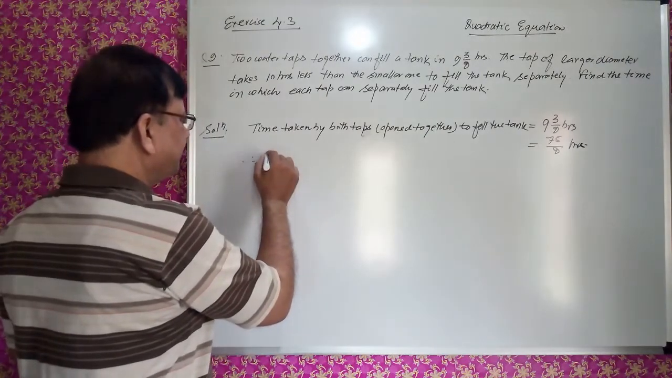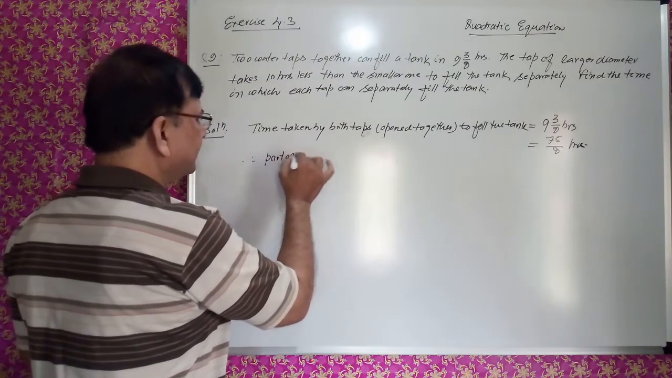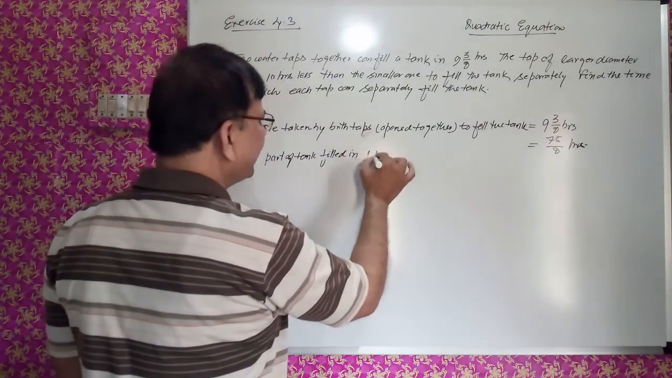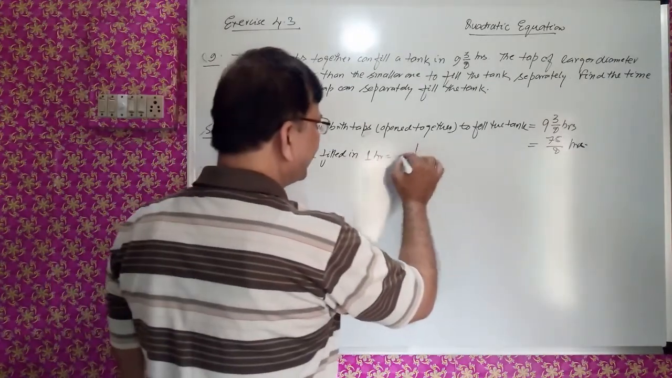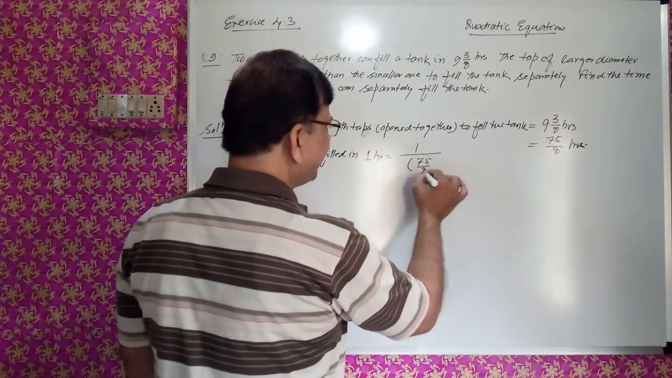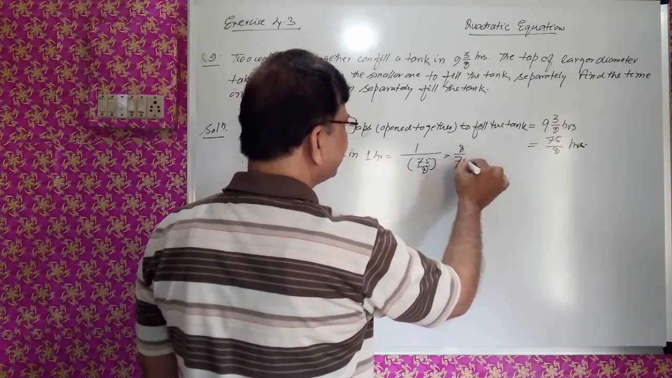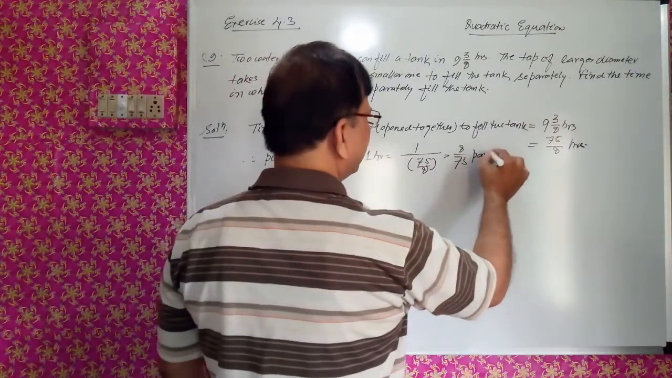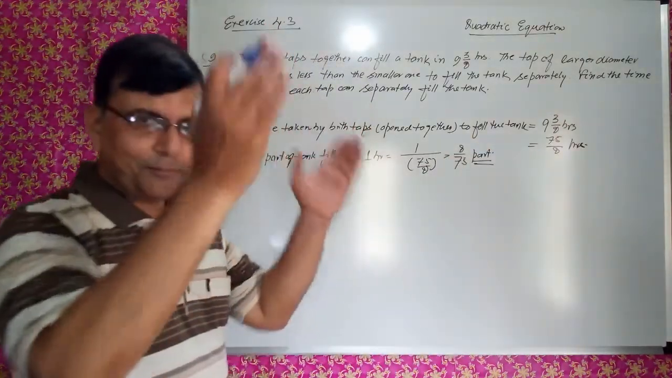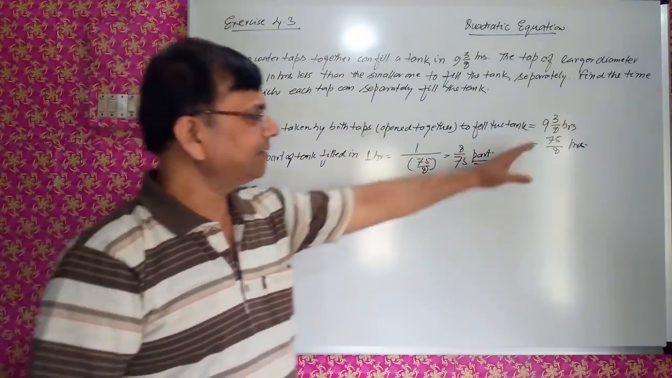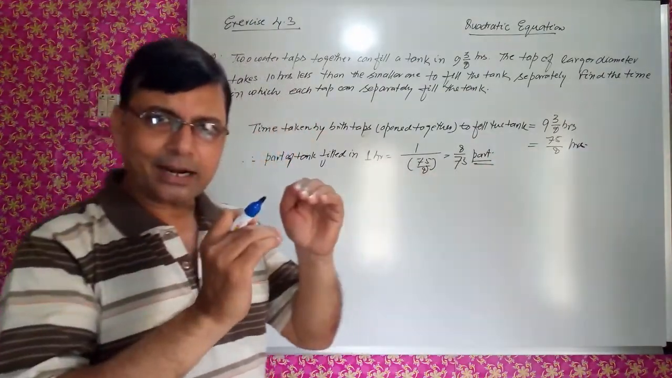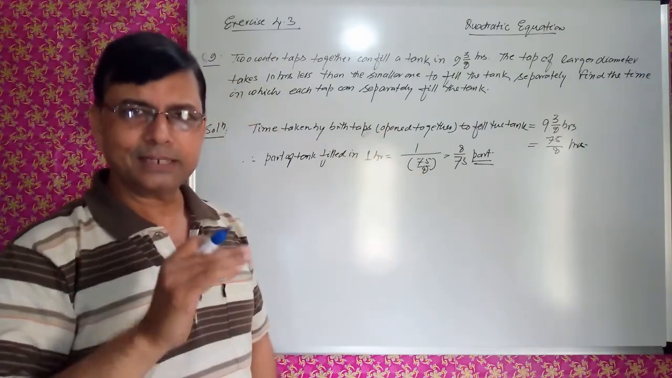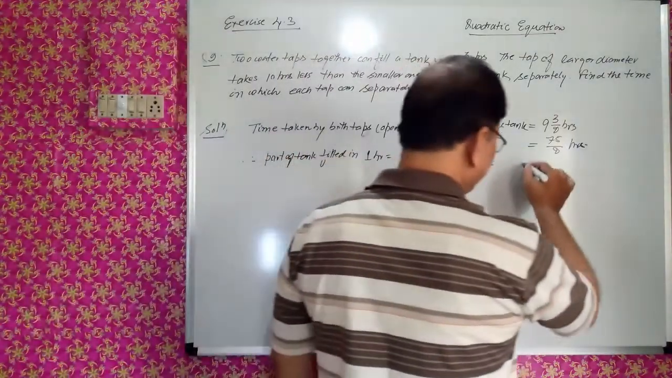Therefore, the part of the tank filled in 1 hour is equal to 1 upon 75/8, that is equal to 8 upon 75 part. Means one complete part was filled in 75/8 hours. So in 1 hour, 1 upon 75/8 part will be filled. Simply the unitary method, you see, we can write like this.